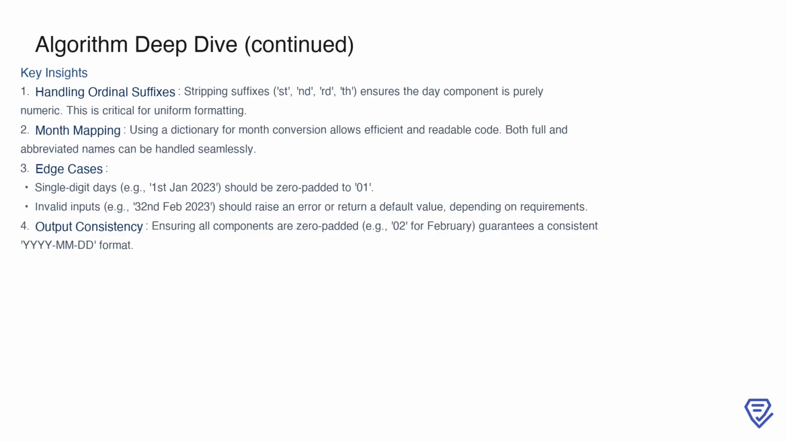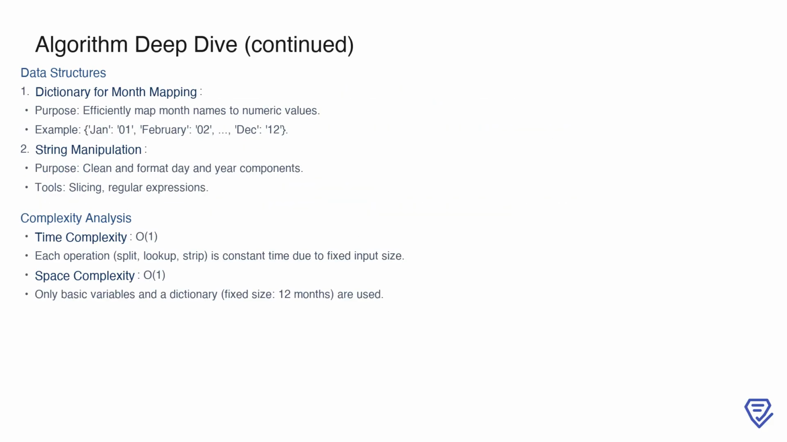Third, we need to account for edge cases. For instance, single-digit days like January 1st, 2023 should be zero-padded to 01. Similarly, invalid inputs, such as 32nd February 2023, should be handled gracefully, either by raising an error or returning a default value based on the requirements. Lastly, ensuring output consistency by zero-padding all components, such as 02 for February, is essential to maintain the YYYYMMDD format.